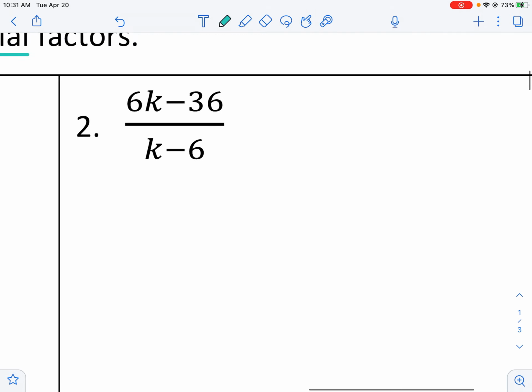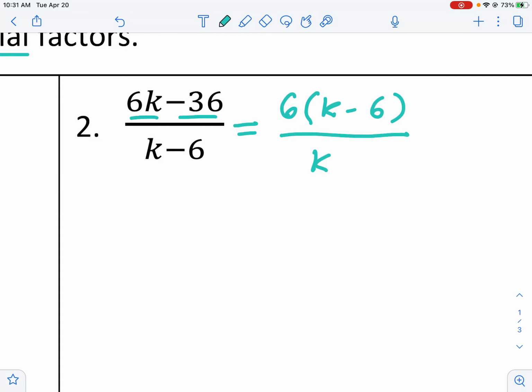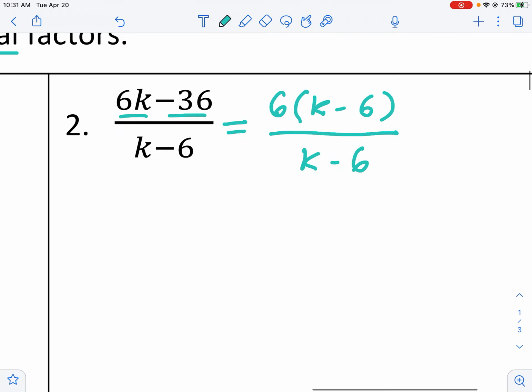Number 2. We now have pluses and minuses, so we need to start thinking about factoring things. In this case, 6 comes out of both of those terms in the top. So we're going to factor that 6 out. We factor 6 out, we would be left with k minus 6, because we divide both of those by 6. And then that's over k minus 6. At this point, what we are allowed to do is cancel this binomial with this binomial, and then 6 is the only thing left.